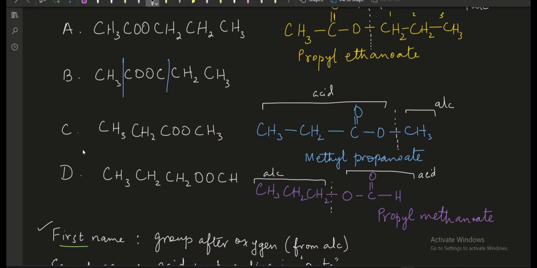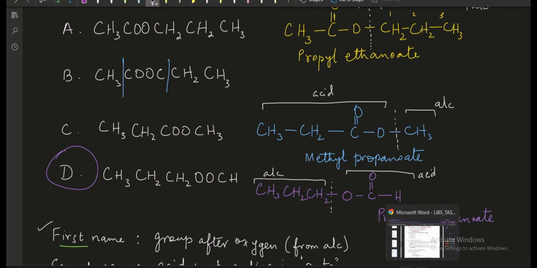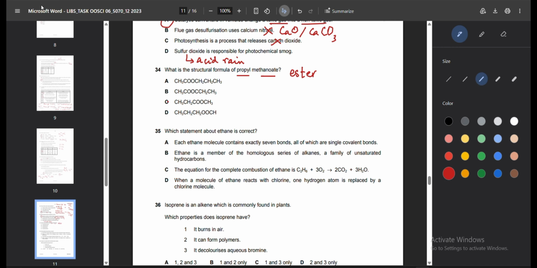All right. So in the question they were asking about the structure for propyl methanoate. That means our option D is the correct answer. Let's check it out. Propyl methanoate, that was our structure D.